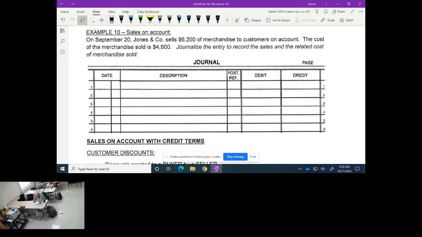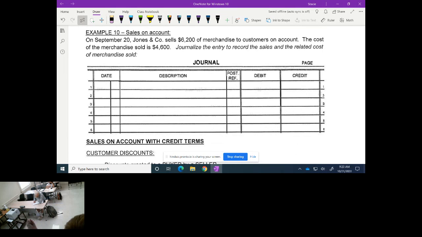I know sometimes I Mickey Mouse y'all to death. But y'all have to remember too, everybody's at a different level of learning, and so I kind of have to try to make sure I'm hitting all areas. Okay, so we're gonna debit accounts receivable this time because it's on account. For $6,200. What am I gonna credit?